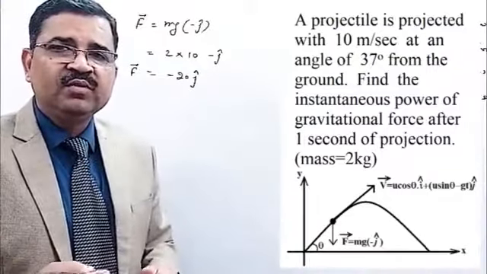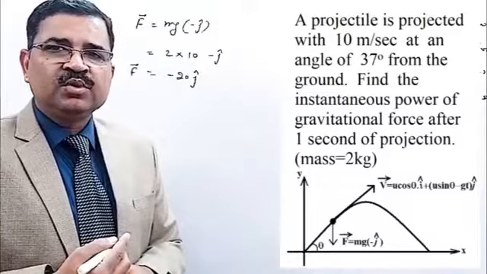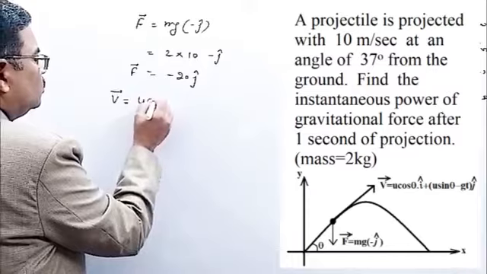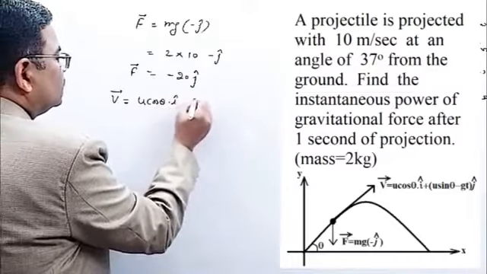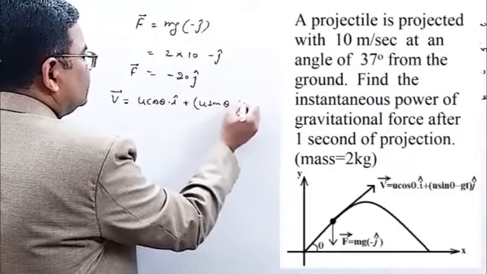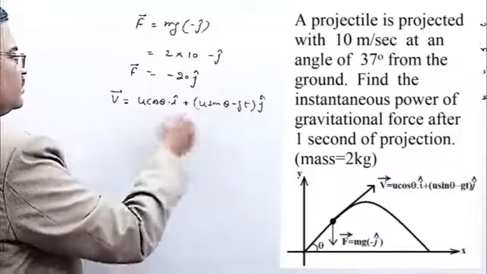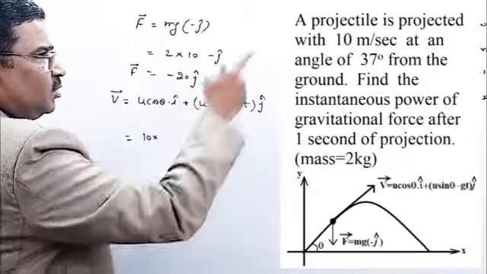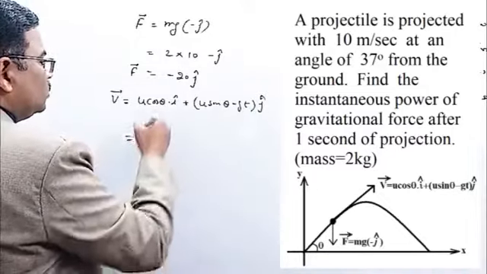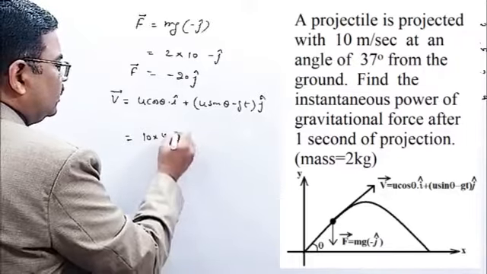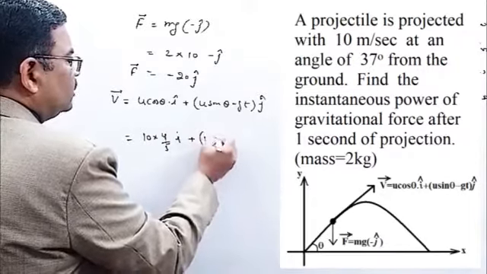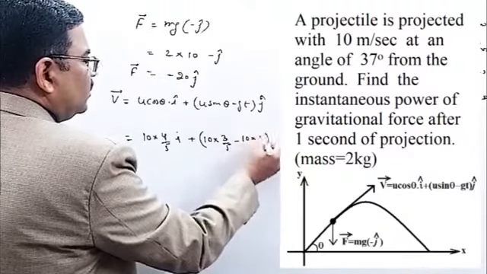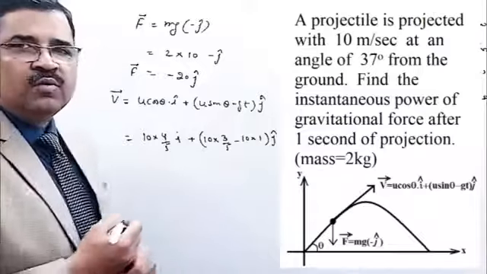Now secondly I have to find the instantaneous velocity of the projectile, and we know the formula of that. The instantaneous velocity is u cos theta i plus (u sin theta minus g t) j. Now if I substitute the values, I get 10 cos 37, because the angle is given as 37 degrees, so cos 37 is 4 by 5, i plus (10 sin 37, which is 3 by 5, minus 10 into 1) j, because time is given as 1 second.